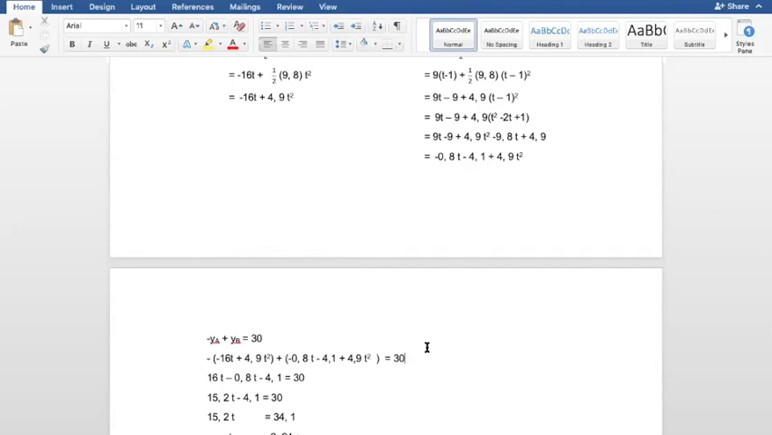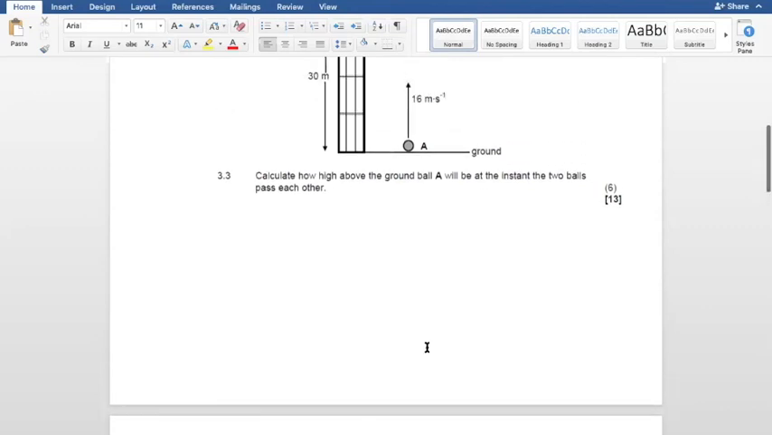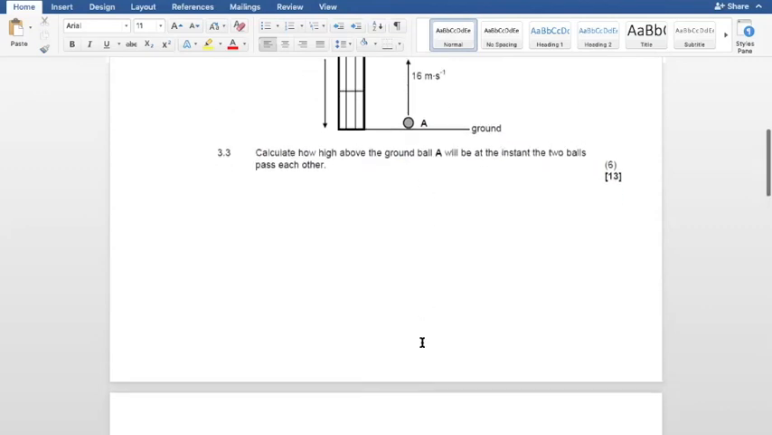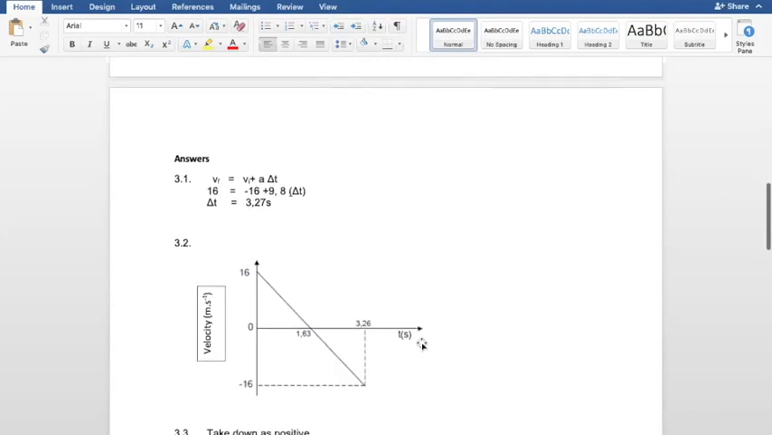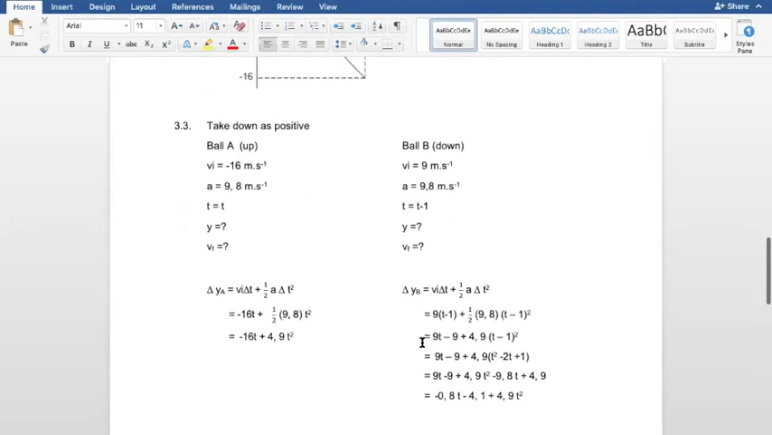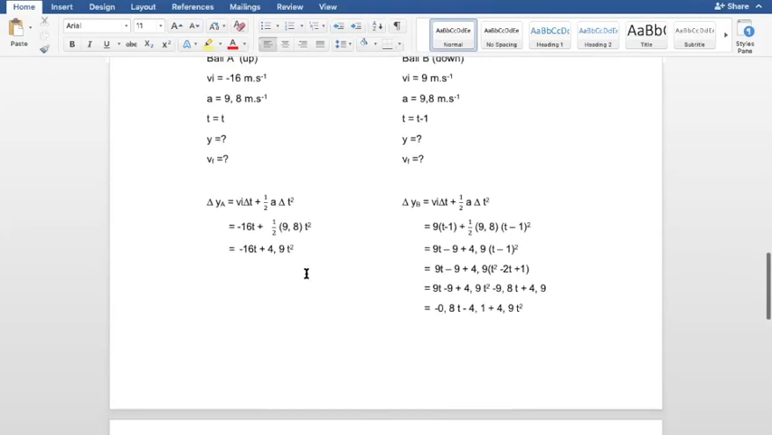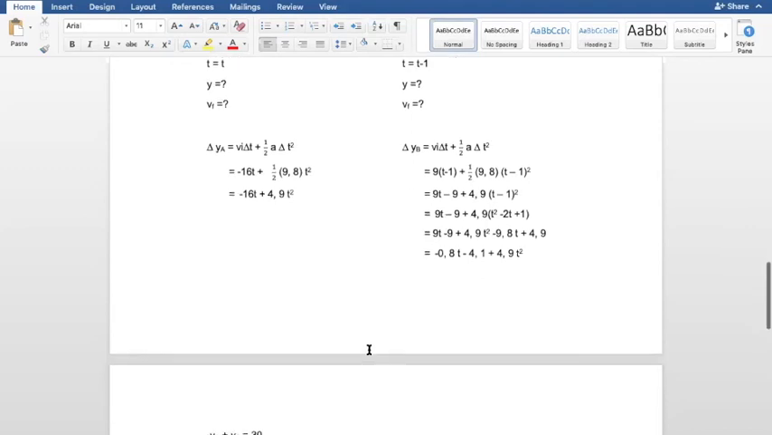Now we know t is 2,24, but what's the question? Calculate how high above the ground is ball A. So we have to work out ball A, right? We got t now as 2,24 seconds. We can substitute it in the equation. Delta y A equals Vi delta t plus half a delta t squared. So substitute it. Let's see, if we got t now, can we work out what y is?